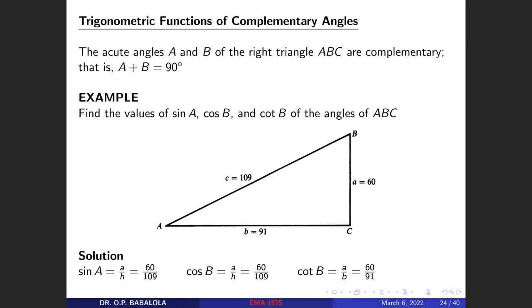Trigonometric functions of complementary angles. The acute angles A and B in this example of the right triangle ABC are complementary. What does it mean? If you look at A plus B, it will give you 90 degrees. I'll show you what A is. That is this angle plus this angle will give you 90 degrees.